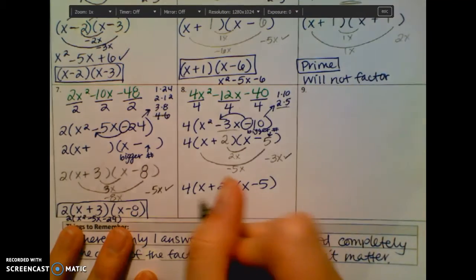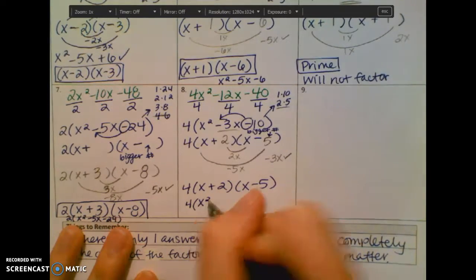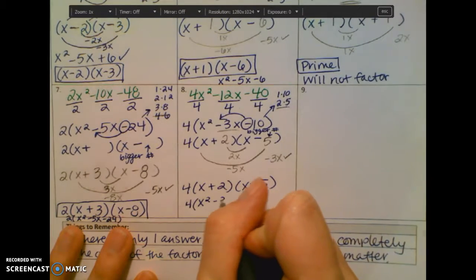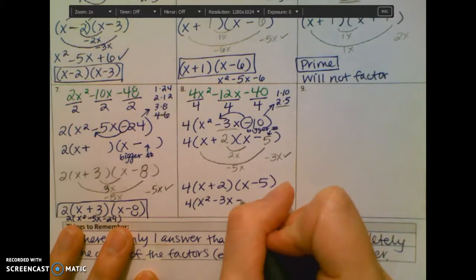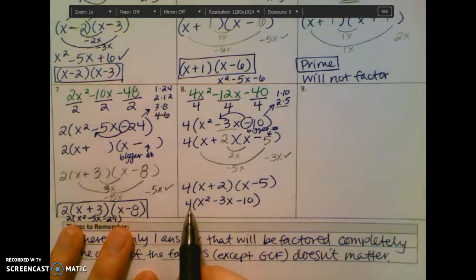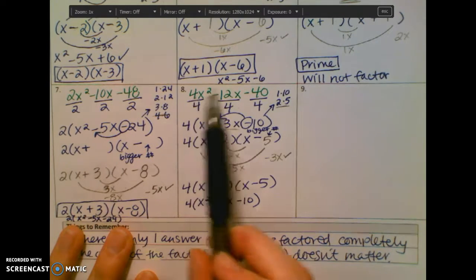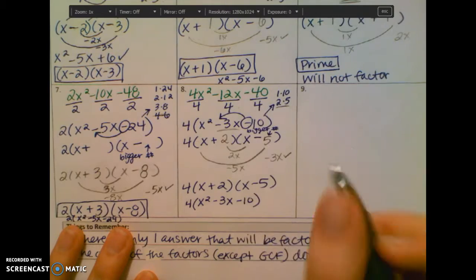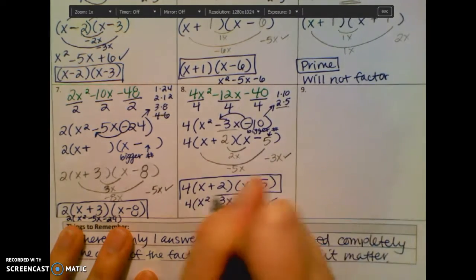Let's multiply it out real quick. So we have x times x gives me x squared. We know the middle is going to give us negative 3x. In the end, we have 2 times negative 5, which is negative 10. Now if I multiply this 4 to all of these, I will get 4x squared minus 12x minus 40. So that means I am correct. So that is our answer.